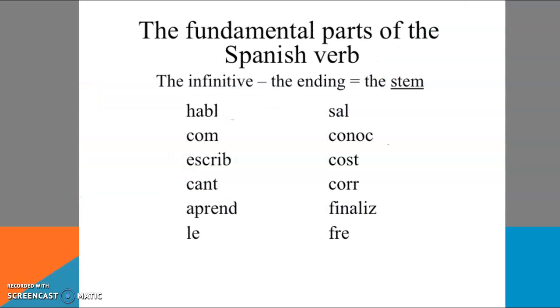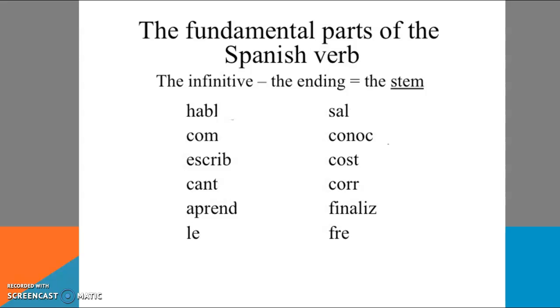So looking at these, this is the list that we looked at before when we talked about AR, ER, and IR verbs. So we looked at the first three. Your first one was your verb hablar, which was an AR verb. When we remove the AR ending, we are now left with HABL. HABL is now our stem.